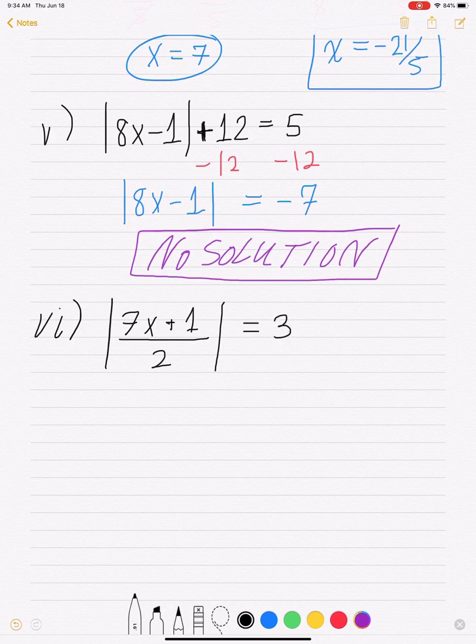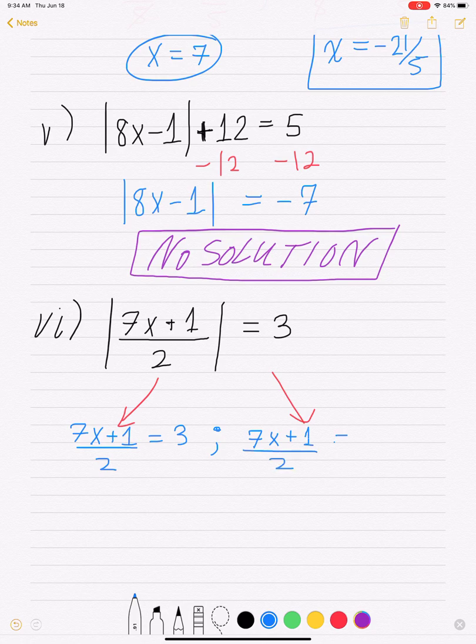All right, so here I already got the absolute value by itself, right? Absolute value is by itself. So I can immediately go into branching into two equations. My first equation is simply going to be (7x plus 1) over 2 equals the positive right-hand side, positive 3. And my second equation is going to be (7x plus 1) over 2 equals the negative right-hand side, negative 3.